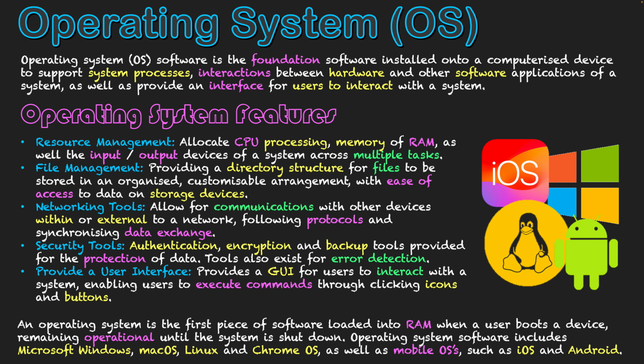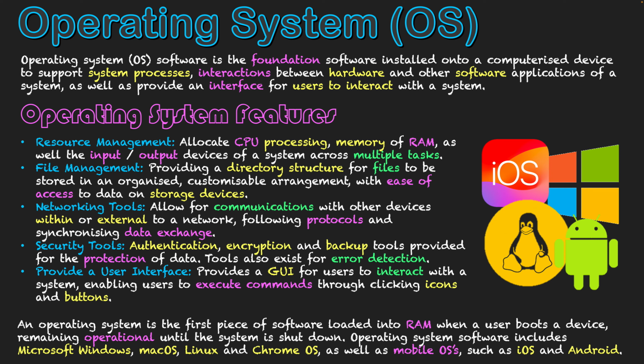So, finally, an operating system is the first piece of software loaded into RAM when the user boots the device, and it remains operational until the system is shut down. So, hence, the operating system remains operational the whole time. It's always operating until it's shut down. And once again, that reinforces that it is the foundation software that allows everything to run. Once it's booted into RAM, everything else can start opening after it, with the operating system managing all those things we just mentioned before.